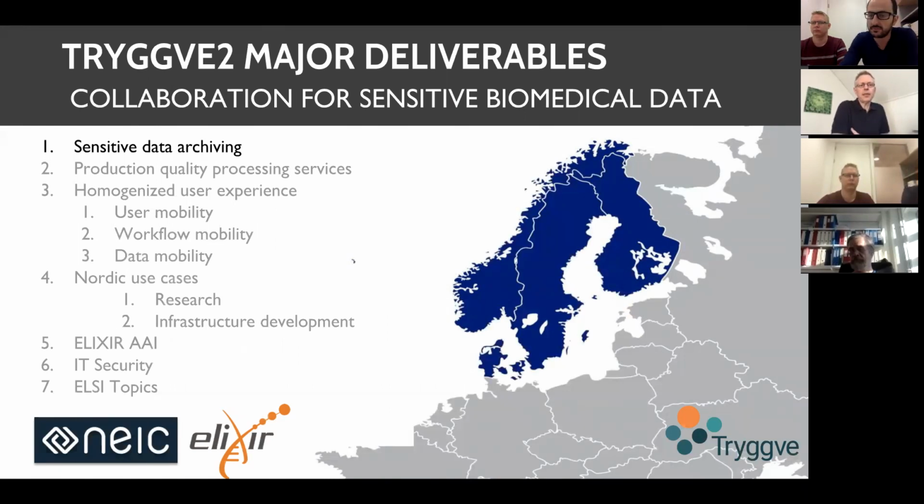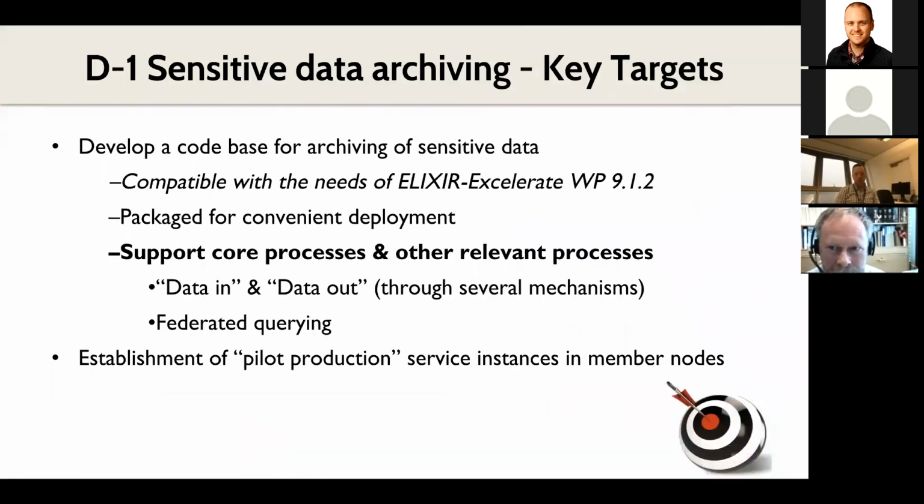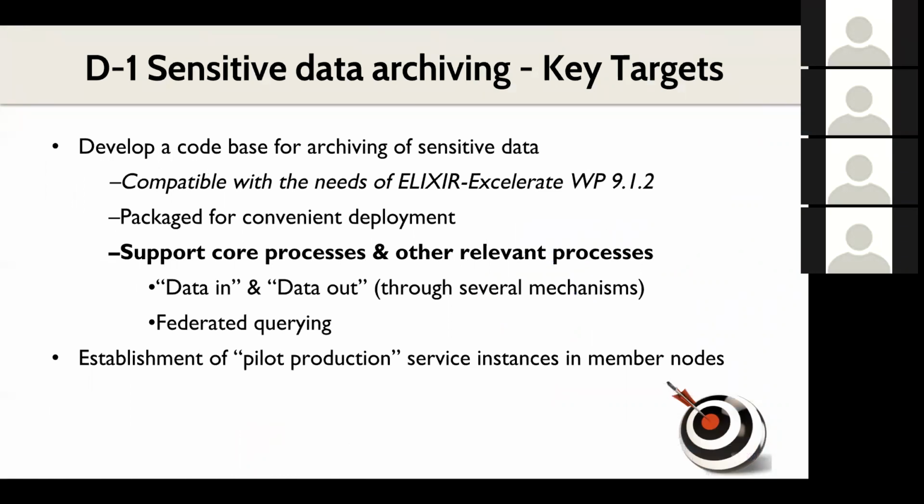So one of the key deliverables is sensitive data archiving. We're putting resources on the next slide to develop a code base for archiving of sensitive data that should go hand in hand with the Elixir Accelerate Work Package 9 1.2, the Local EGA deliverable. A code base that should be packaged for convenient deployment at other sites, and it should support some core processes at least, and other relevant processes for the members of the Trygve project.